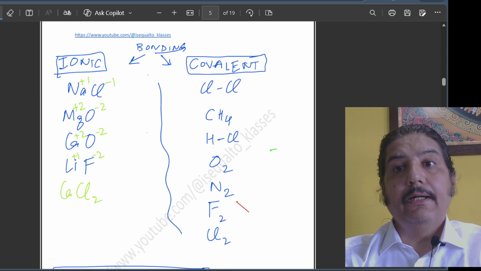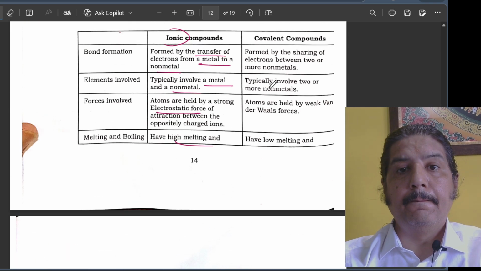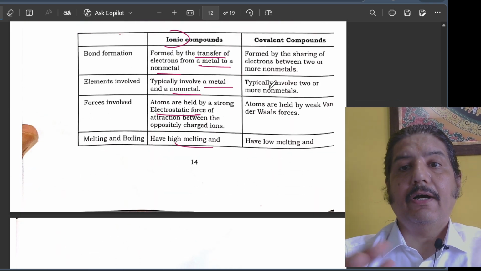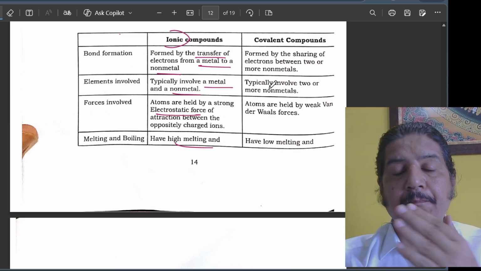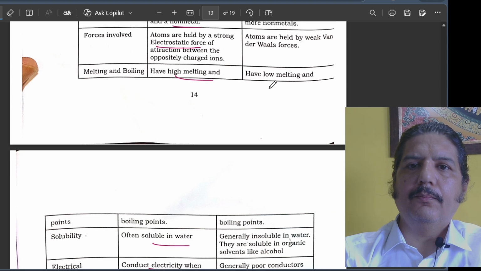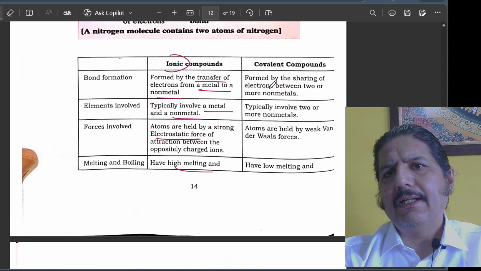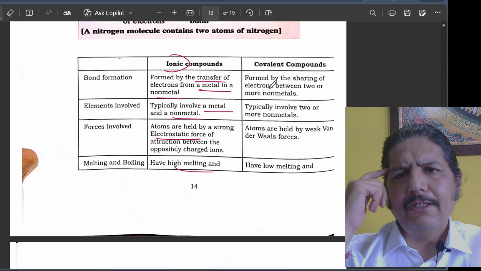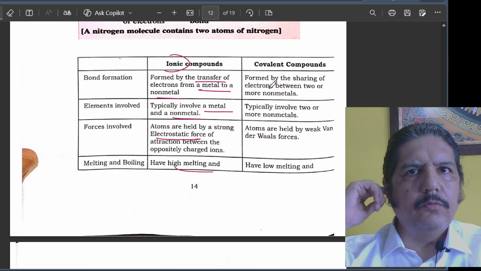And this is an important comparison of ionic and covalent compounds. This is a difference that you should remember. You should remember a few examples of ionic compounds, a few examples of covalent compounds. You should at least remember three properties which differentiate ionic and covalent compounds. We'll discuss covalent in the next part of this lecture. So I hope you are clear till here.